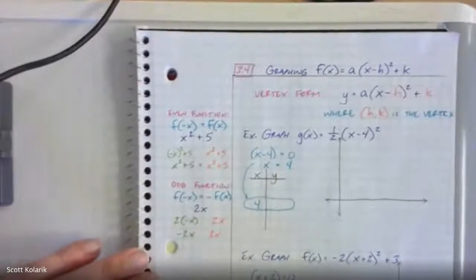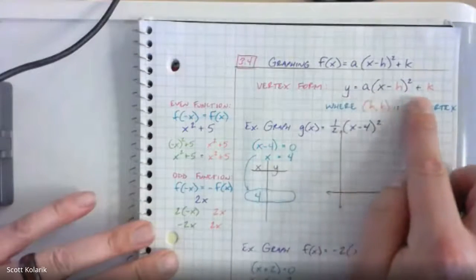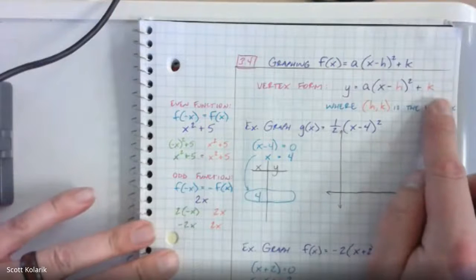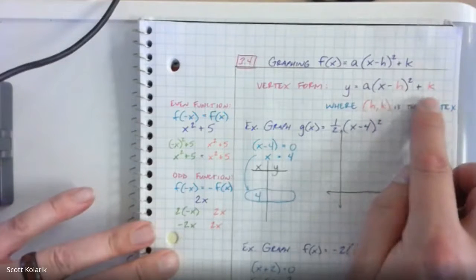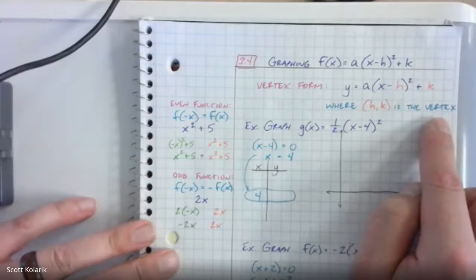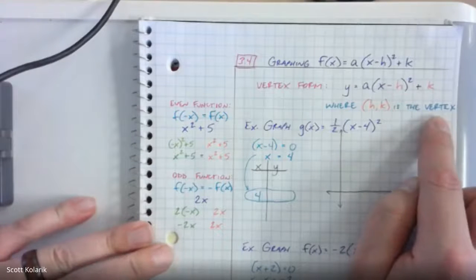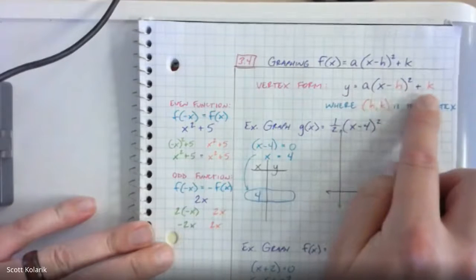Because there's something I want to point out about this form. This is the form that we're going to see. This is what's called vertex form. It's called that because this HK combination is going to represent the vertex. Now, the trickiest part about this section, and there's not much tricky about this, is going to be interpreting these values.